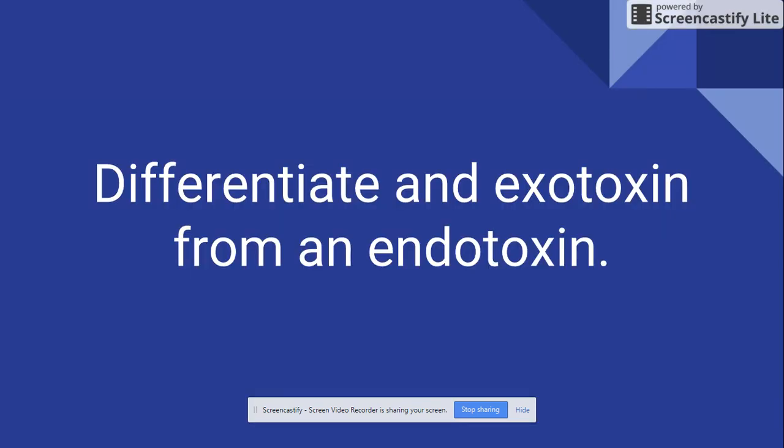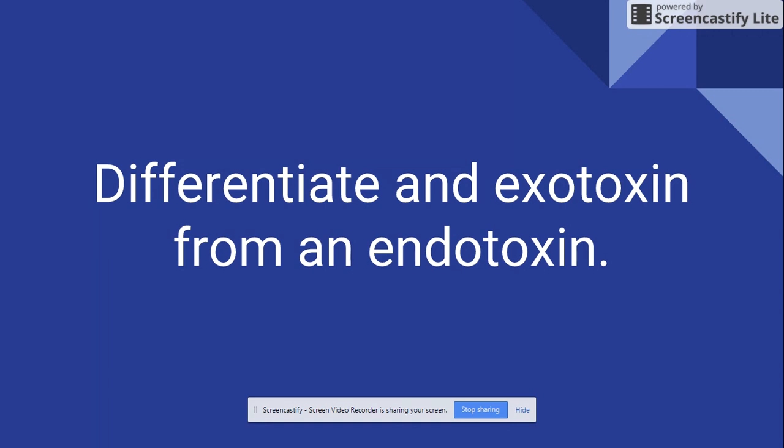So how do we differentiate between an exotoxin and an endotoxin? Remember, exotoxin, it's going to be produced within the cell, and it's going to be made to leave the cell and go do its damage. So again, produced within, made to be pushed out of the cell, but it's not going to kill the cell at that point. It's just the cell makes it and then ships it out.